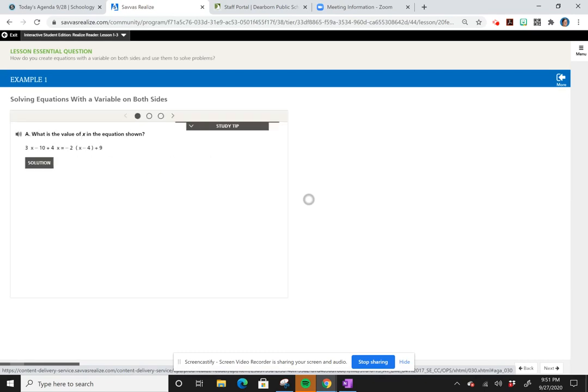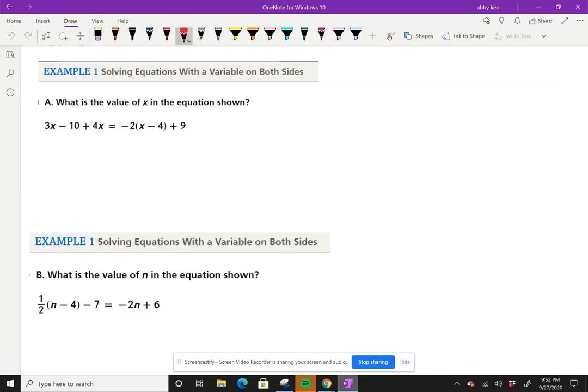So for number 1, it says solving equations with a variable on both sides. What is the value of x in the equation shown? 3x minus 10 plus 4x equals negative 2 times the quantity x minus 4 plus 9. Now I'm going to switch over to my writable screen.